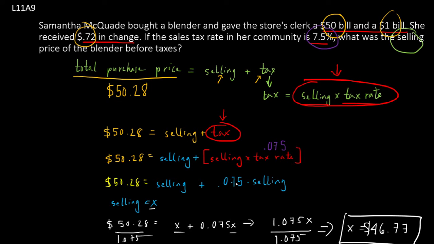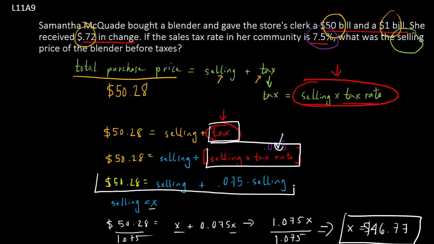Now the crucial step here is knowing that you're allowed to substitute out a term for its equation. You're allowed to substitute out a term for its equation. So in this case, I didn't know what tax was, so I got rid of it and I replaced it with its equation. Because I knew tax rate, that allowed me to turn this into a one variable equation, where the only variable represented in my equation was the variable that I was trying to solve for.